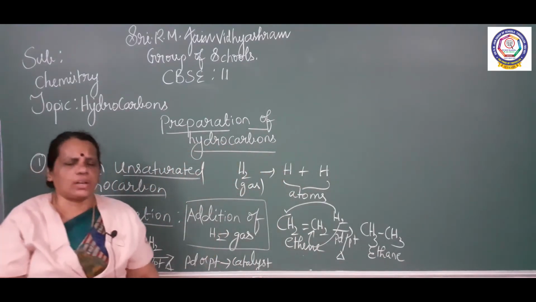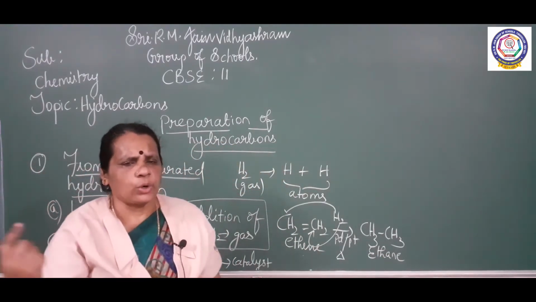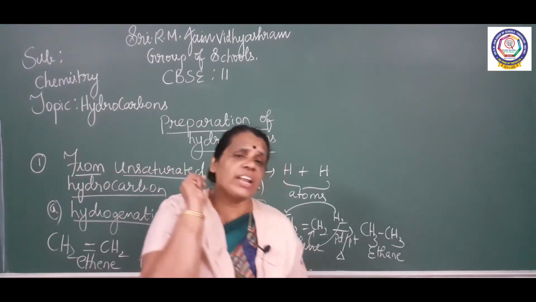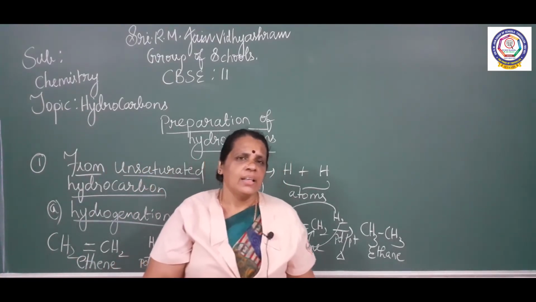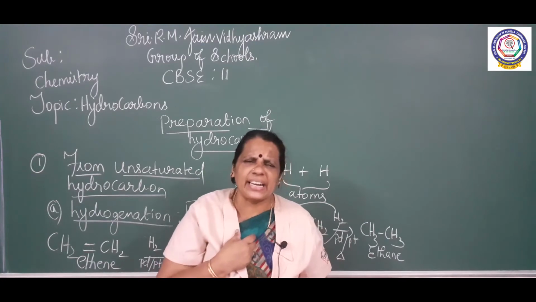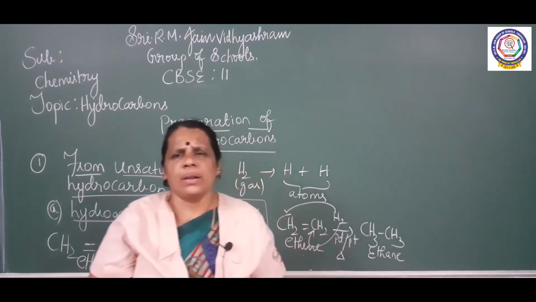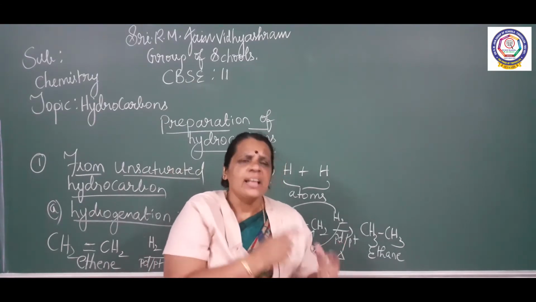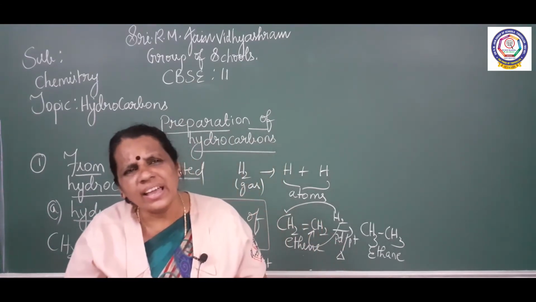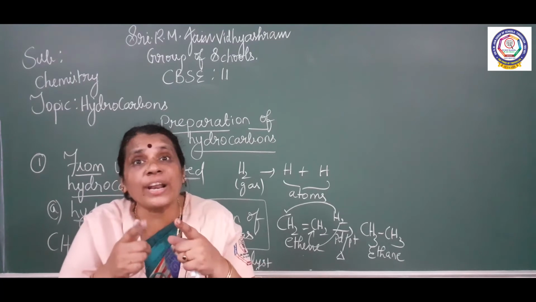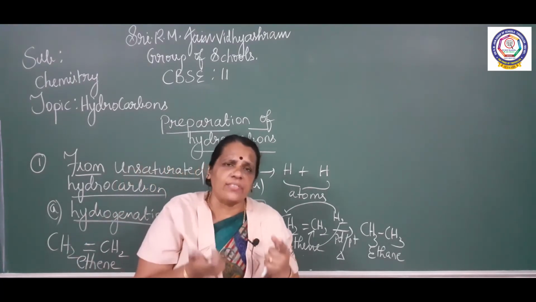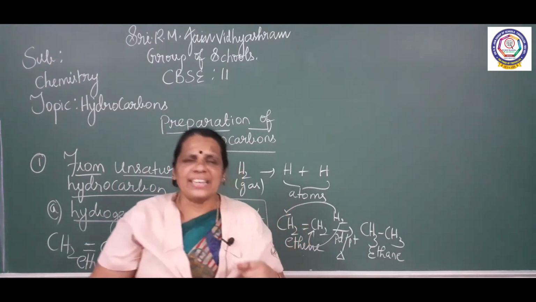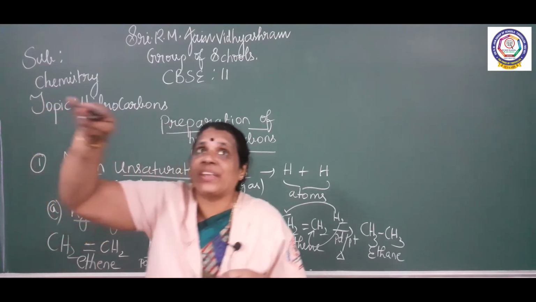So the first reaction I have told about is hydrogenation, adding hydrogen. To which are we adding hydrogen? To unsaturated hydrocarbon. When hydrogen atoms are added to unsaturated hydrocarbon, what is the condition here? We need a catalyst. Why? The reaction is taking place at a slow rate. I have to increase the rate of the reaction. So the reaction is taking place at the surface of the catalyst.